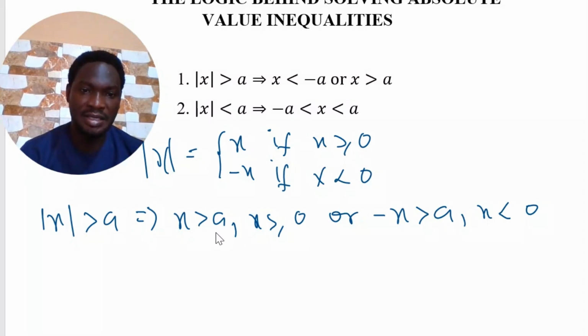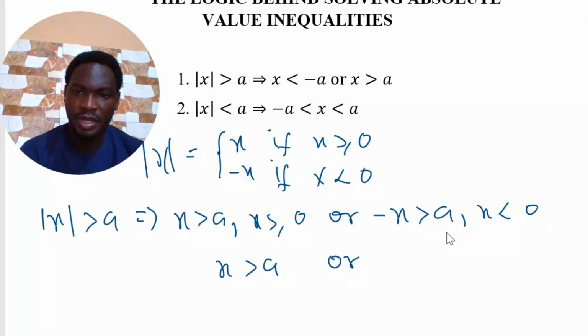So a is some positive number. So the intersection of this interval x greater than a and x greater or equal to 0 is this smaller interval, because this interval is part of this interval. So we have x greater than a, or here too, this interval.